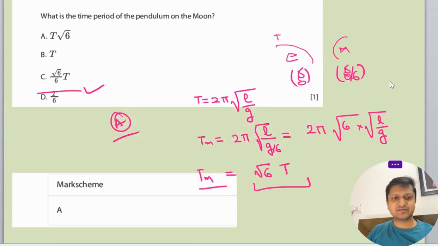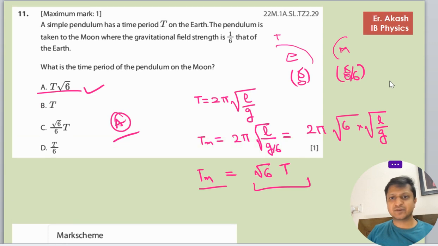We will check the mark scheme. A is the right answer. So basically we have to use the formula and we have to put the new gravitational strength, that is g by 6, given to us.